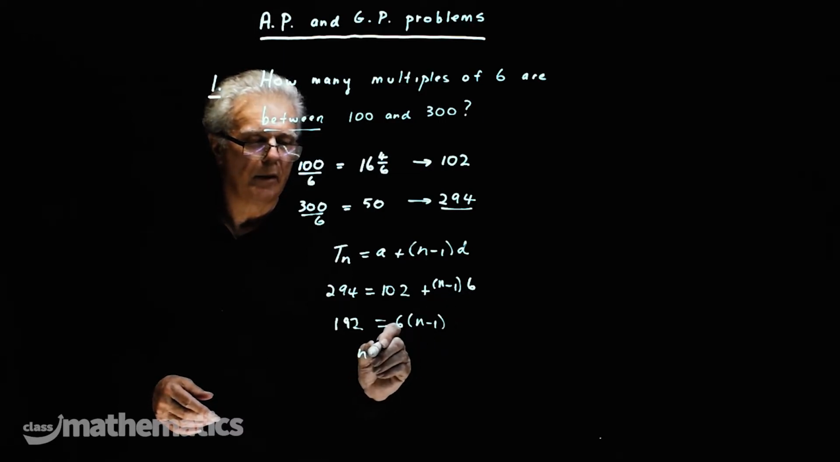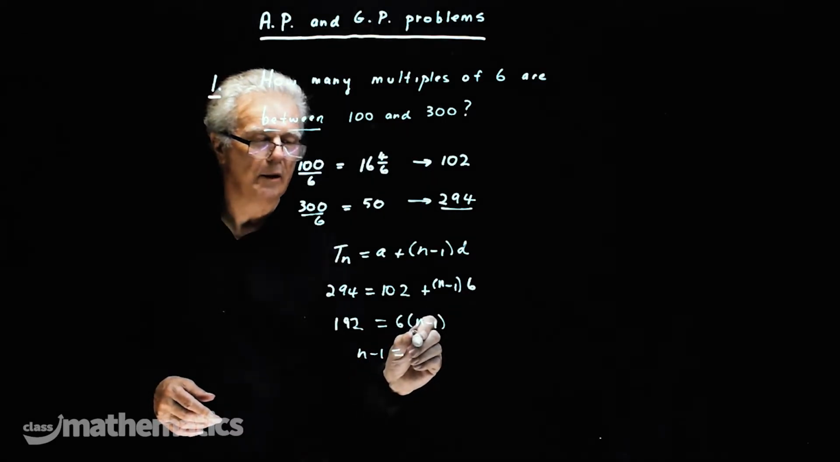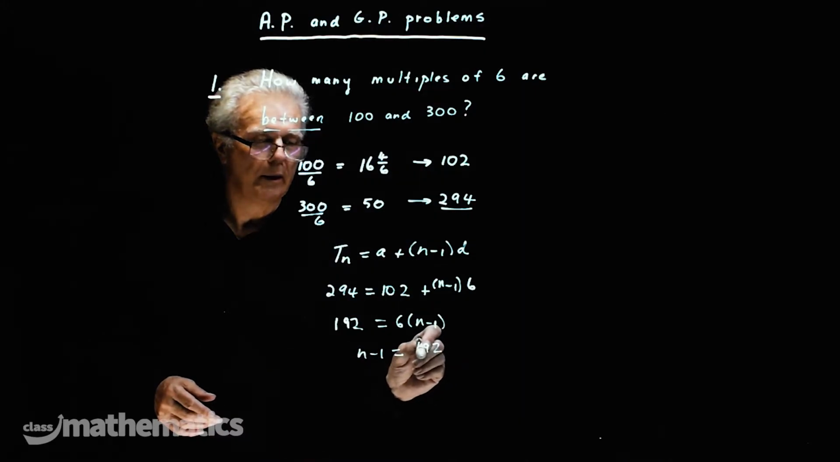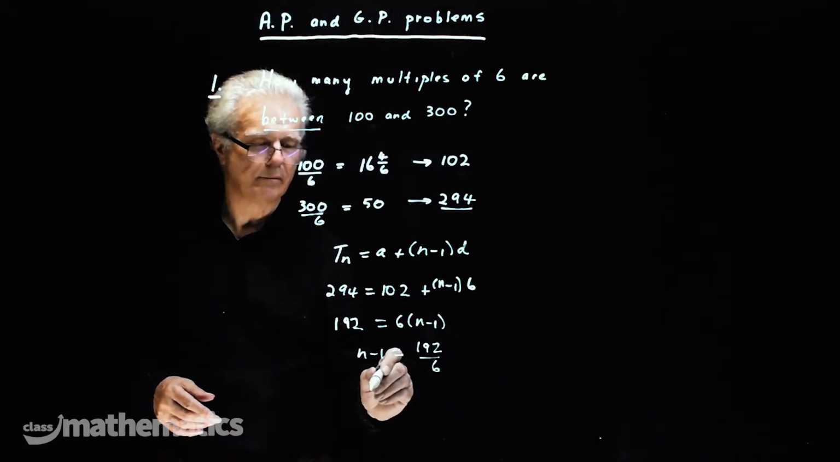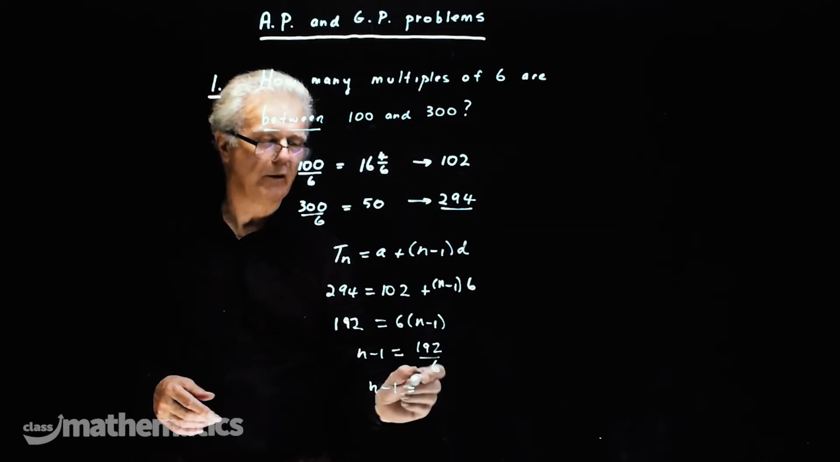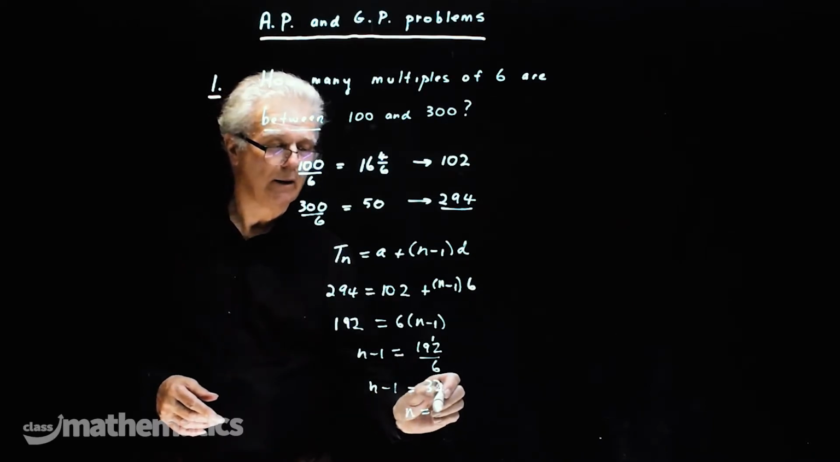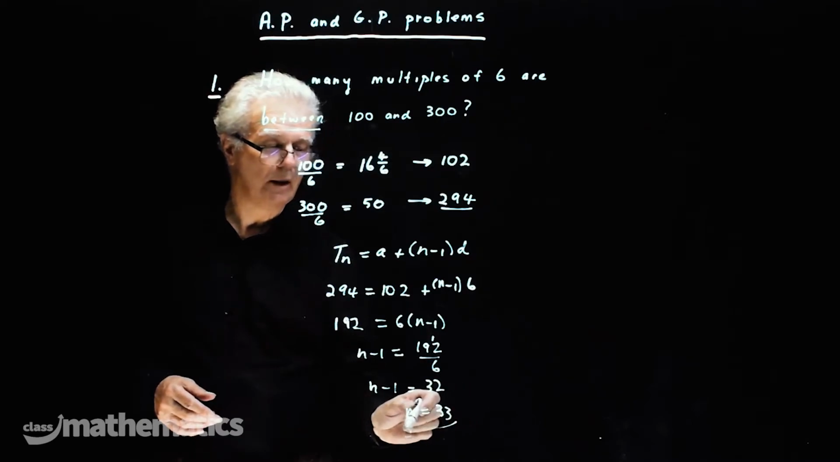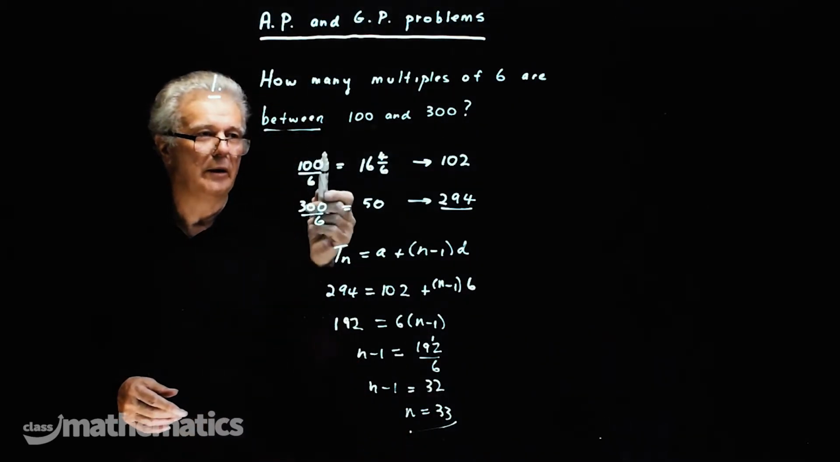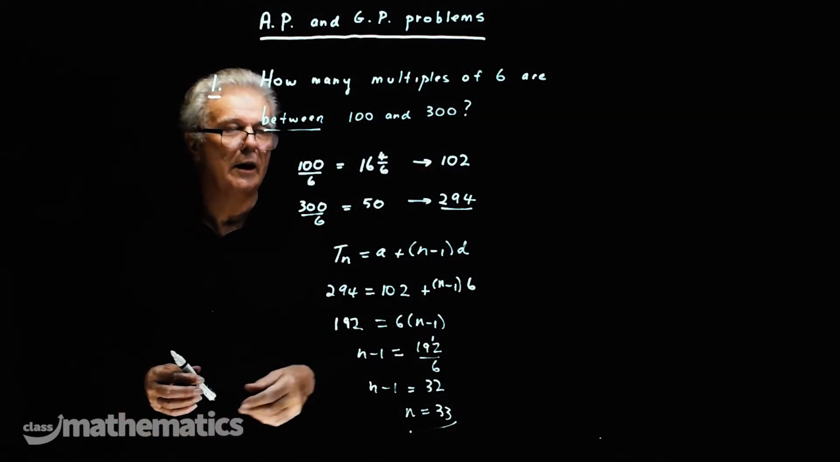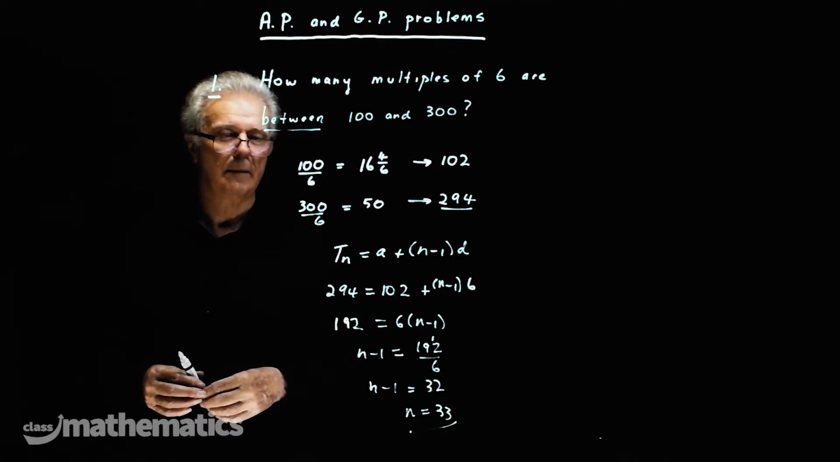So n minus 1 equals 192 divided by 6. That's going to give me, 6 into 19 is 3, and 1 over gives me 2, so 32. And add one to the other side. There are 33 multiples of 6 between 100 and 300, not including the 300. Done.